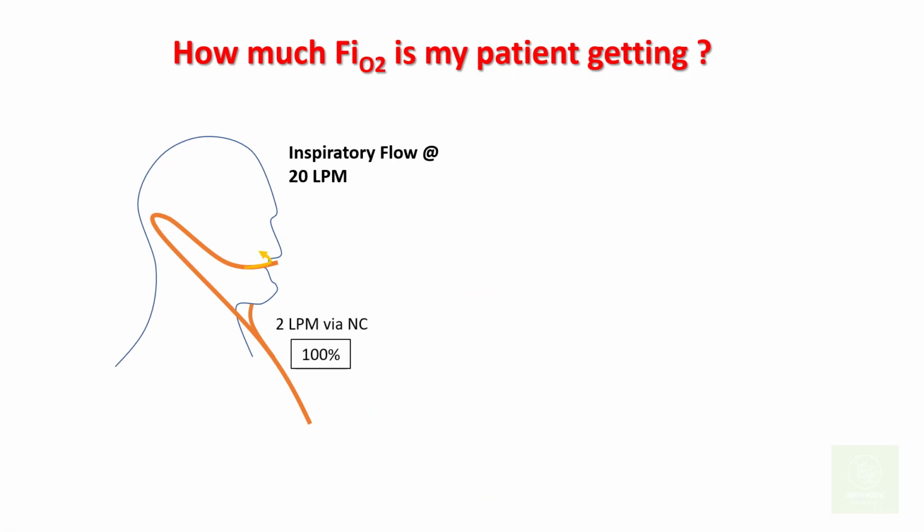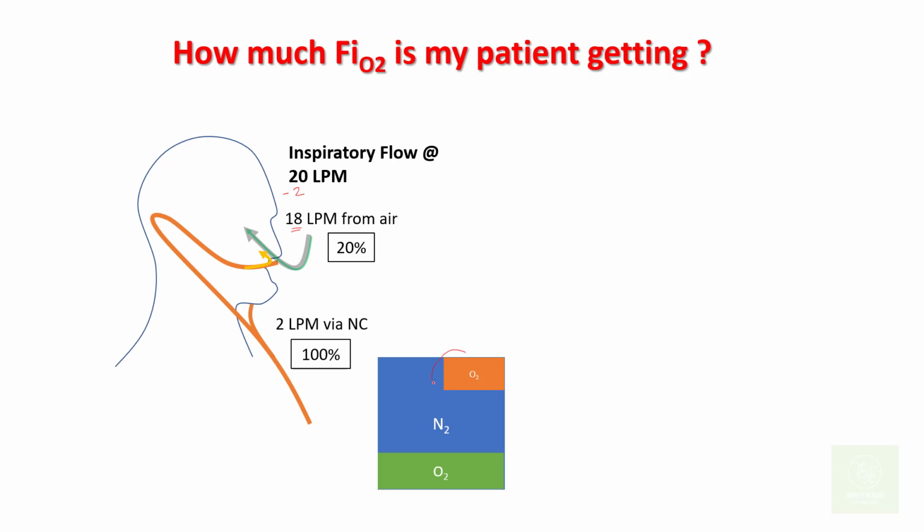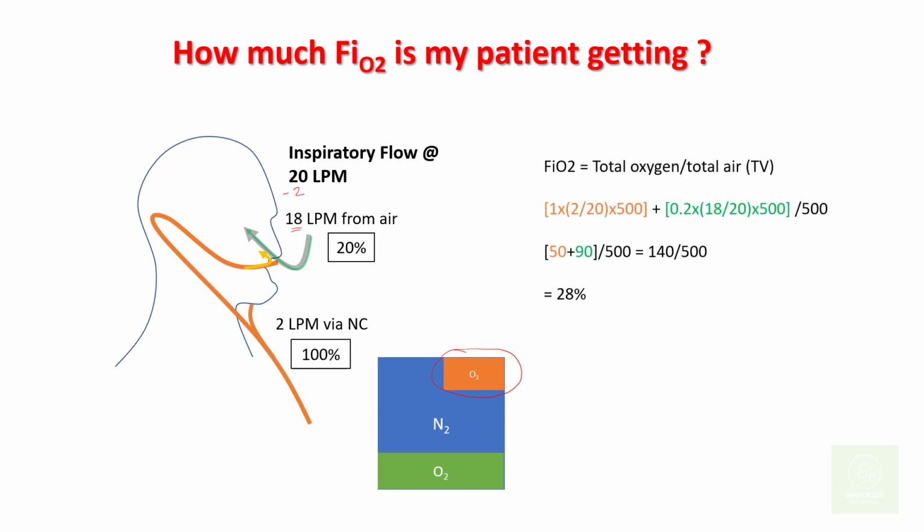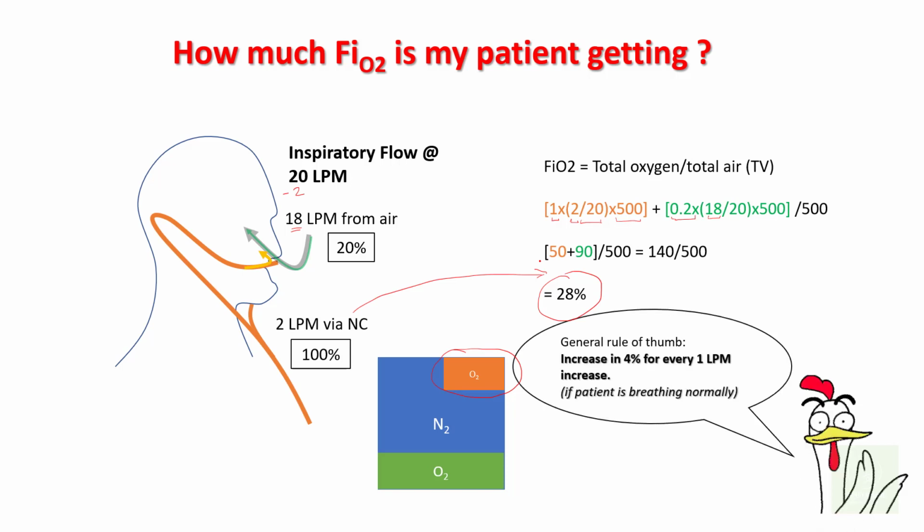Let's increase this flow rate to 2 liters per minute and see what happens. Now, instead of 19, 18 liters per minute are coming from the air. That is 20 minus 2. Now, as you can see, the amount of 100% oxygen is more in the total tidal volume, and you can similarly calculate it. Here, the fraction of oxygen is 28%. So, 2 liter nasal cannula can give you 28% FiO2. So you have heard about this general rule that there is an increase in 4% for every 1 liter per minute increase. However, we have made an assumption that patient was breathing normally.